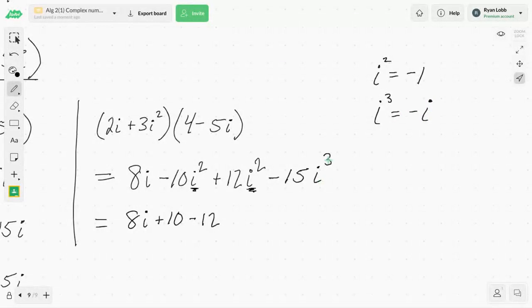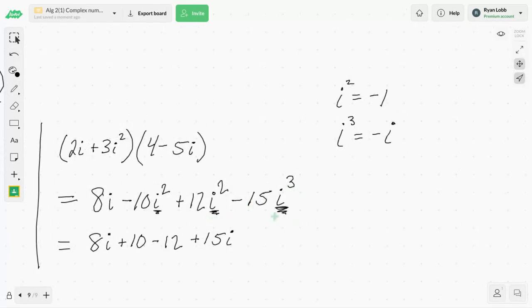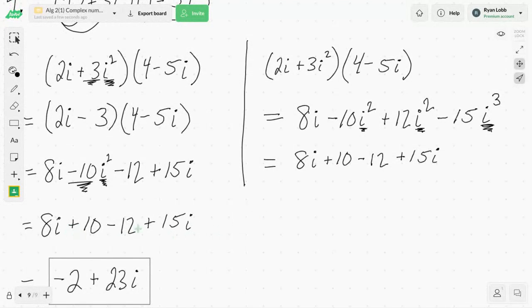So now I have negative i. When you see that, it's really a negative i times a negative 15. Well, negative times negative is positive. And then 15 times i is 15i. And if you look at this stage right here, same thing. 8i plus 10 minus 12 plus 15i.